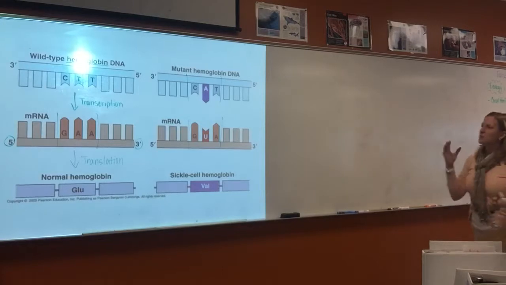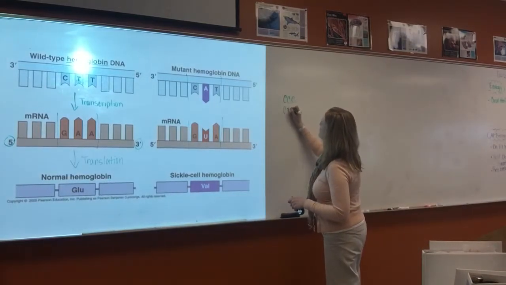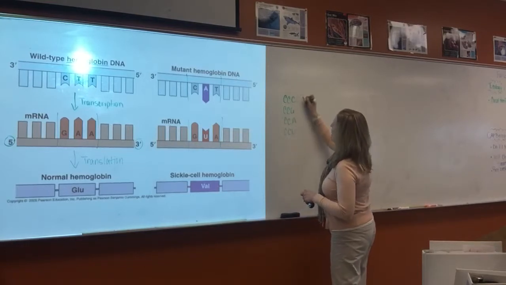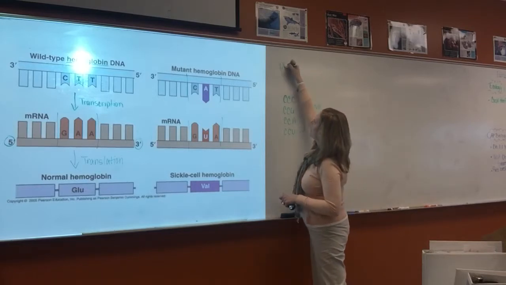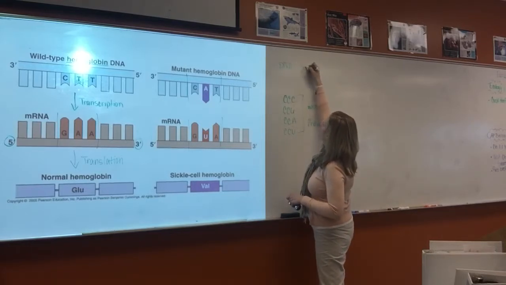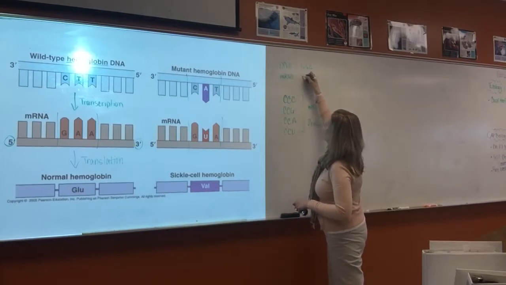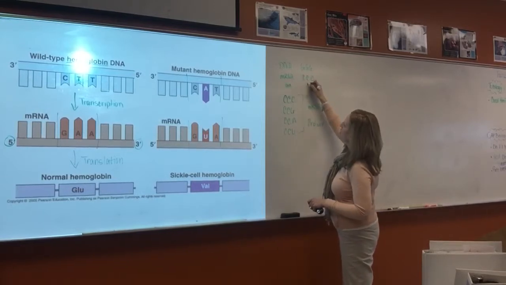That's correct. So remember that third base, I used the example on Friday, like CCC, CCG, CCA, and CCU. These are all mRNA codons that code for the amino acid proline. So if you had a DNA strand that had GGG as its codon, then the mRNA that would be made here would be CCC, and the amino acid would be proline.